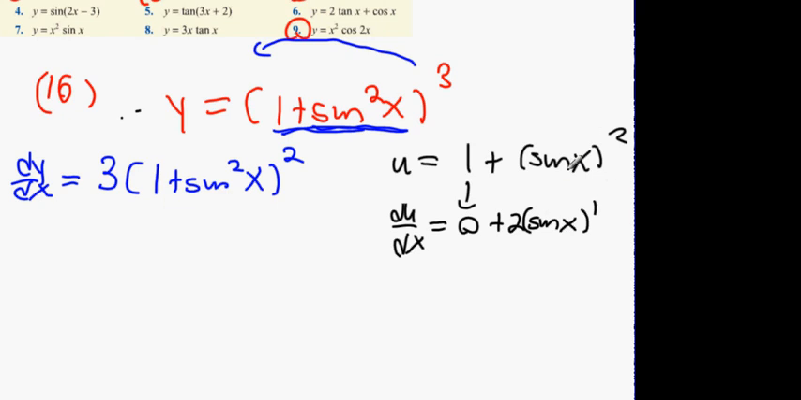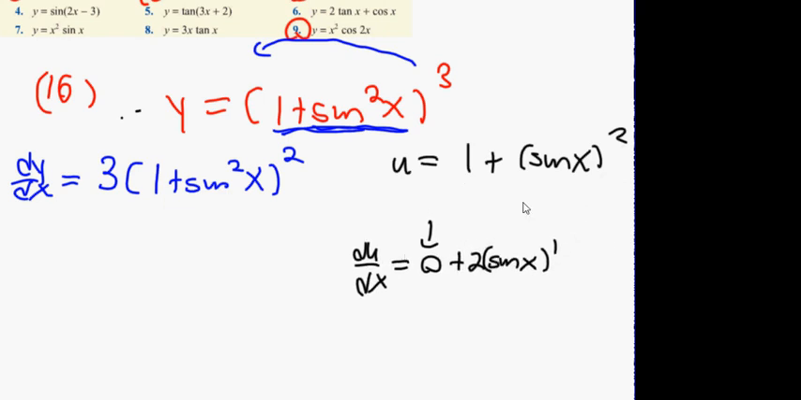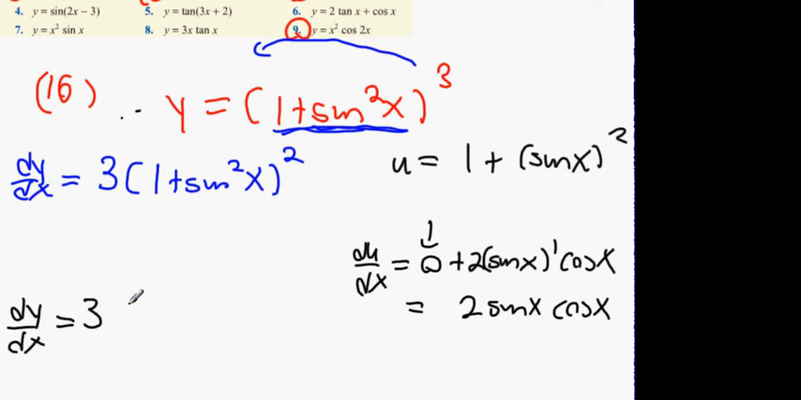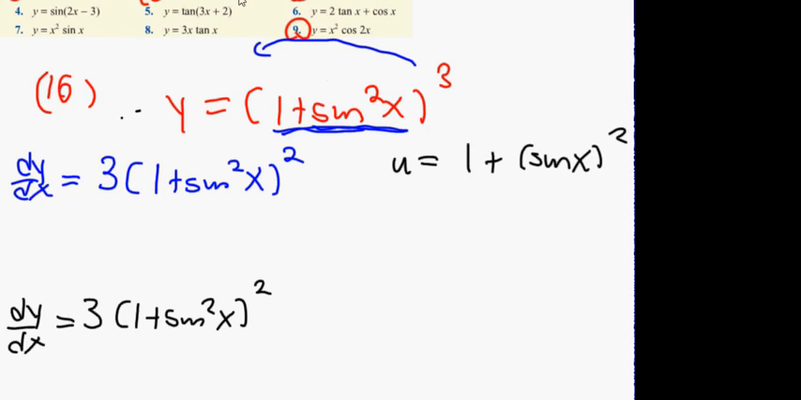Then why does 1 become 0? When you differentiate a number, it always becomes 0. Any number. 1,000,000 minus 1,000,000. That was in the first exercise. Okay? Now guys, when you differentiate sine x, what do you get? That's what happens when you differentiate sine x. You get cos x. So it's going to be sine x cos x, which is 2 sine x cos x. So the answer is going to be dy dx, continuing on from here, 3 bracket 1 plus sine squared x squared, and then at the very end, 2 sine x cos x.